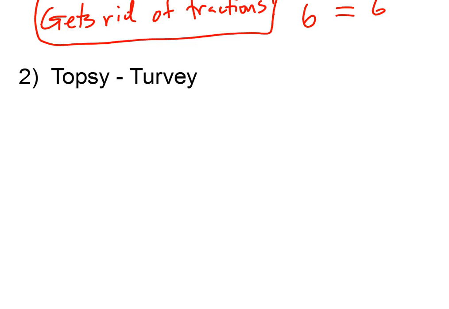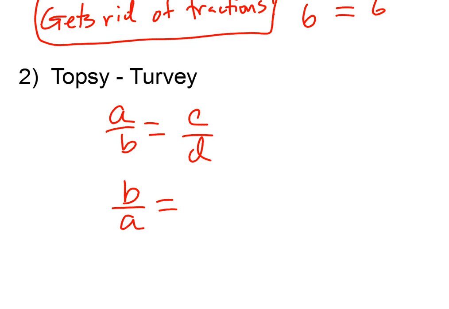Topsy-turvy is a rule that we can use. Here's what it says. If I start off with a proportion such as a over b equals c over d. Topsy-turvy means upside down. If your world is topsy-turvy, things are upside down. Here's what this says. If I take the left fraction and flip it, b over a, I can flip the second fraction, d over c. That's the topsy-turvy.